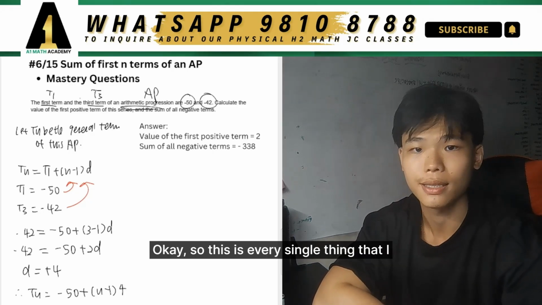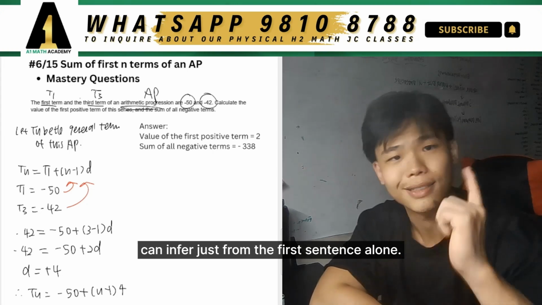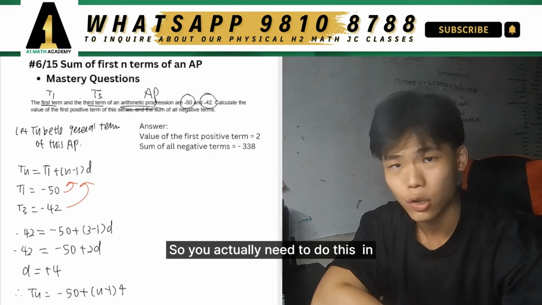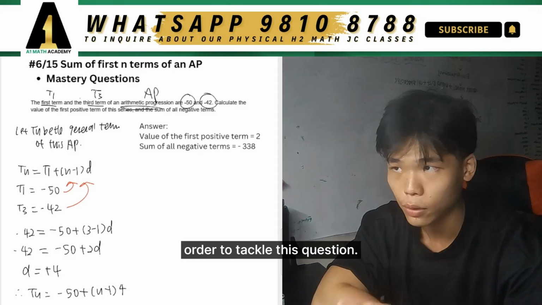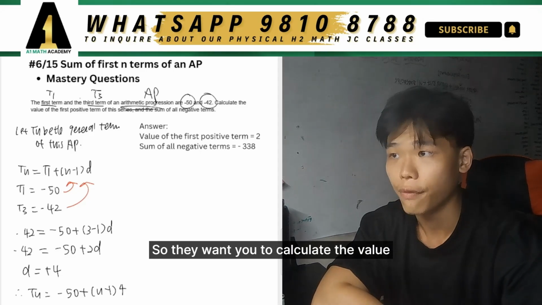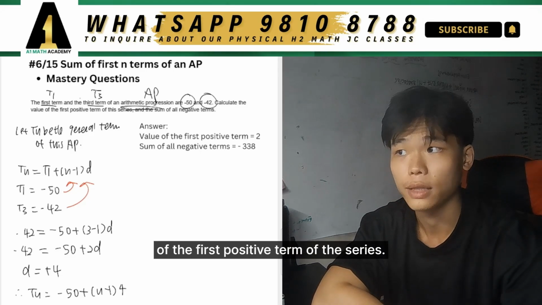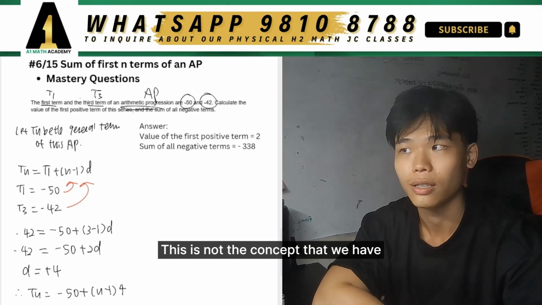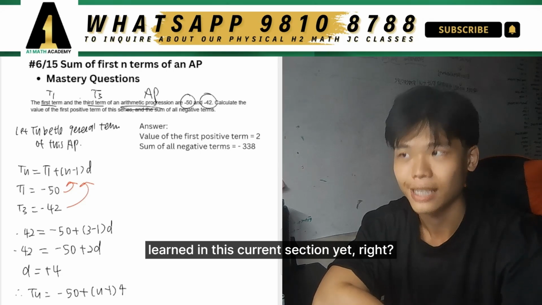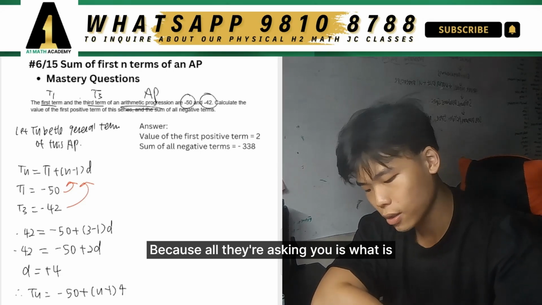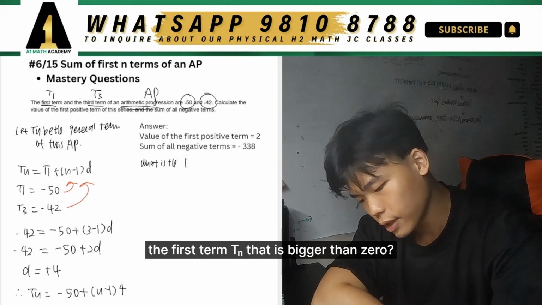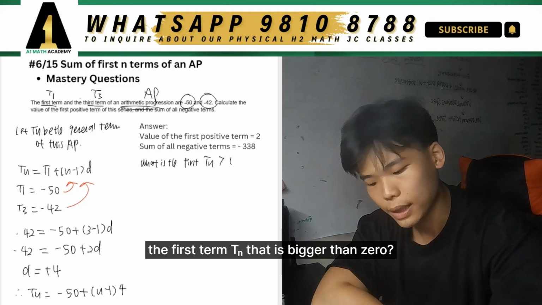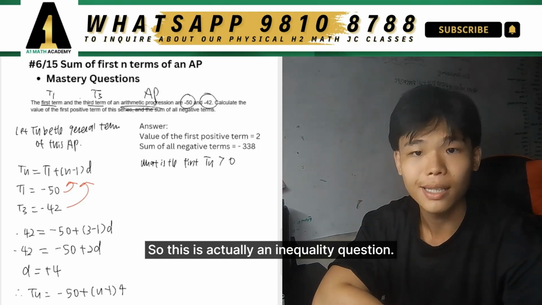Okay, so this is every single thing that I can infer just from the first sentence alone. So you actually need to do this in order to tackle this question. So they want you to calculate the value of the first positive term of the series. So note that first positive term of the series, this is not the concept that we have learned in this current section yet, right? Because all they're asking you is, what is the first term Tn that is bigger than 0? So this is actually an inequality question.